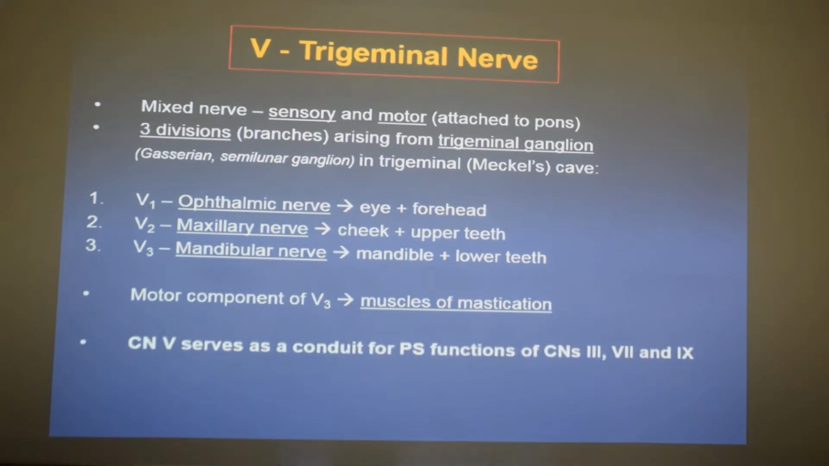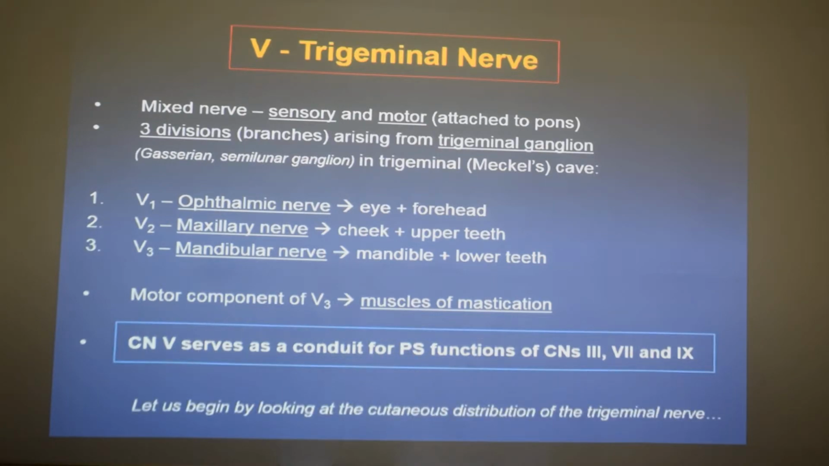Trigeminal also serves as a conduit for the parasympathetic function of cranial nerve 3, cranial nerve 7 and cranial nerve 9. So all the four parasympathetic ganglia, the ciliary, the pterygopalatine, the submandibular and the otic, are attached with the branches of trigeminal, and we will see how the parasympathetic supply from the oculomotor, from the facial and from the glossopharyngeal reach their target organs while passing through the branches of the trigeminal nerve.